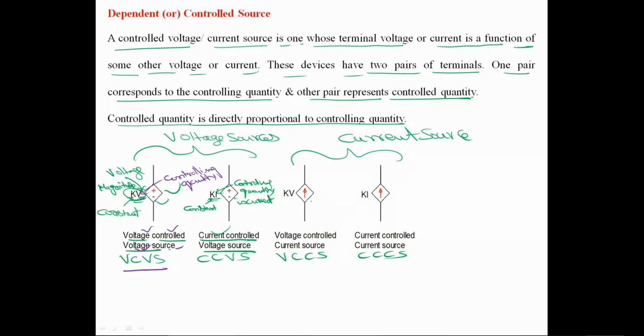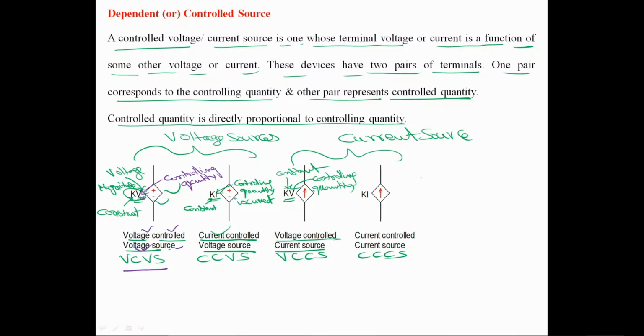Then coming to the third figure, this is a current source and the magnitude of this current source is represented by K into V, where K is once again a constant. What the constant's units are, we will see later. And V is the controlling quantity. The controlling quantity in this case is voltage. Since the controlling quantity is voltage, it is called a voltage controlled current source.